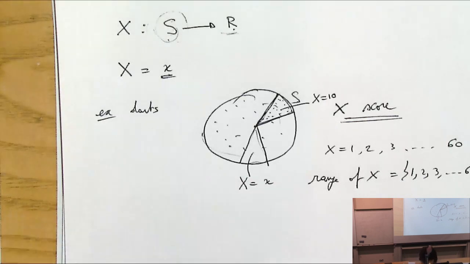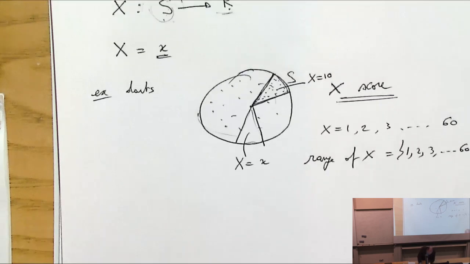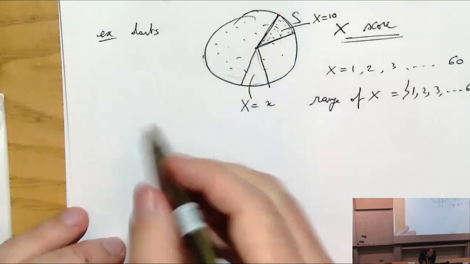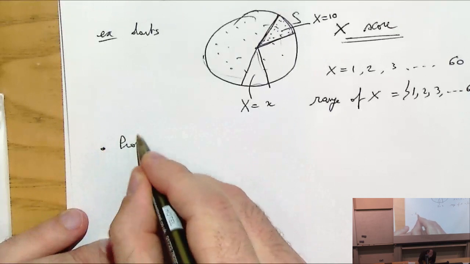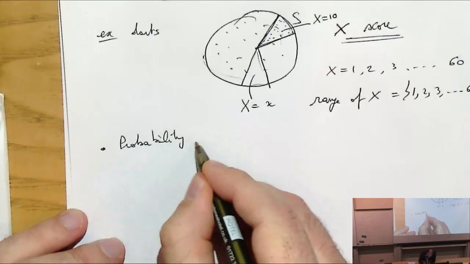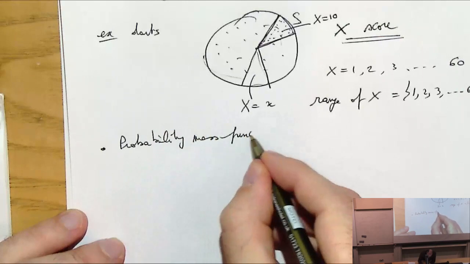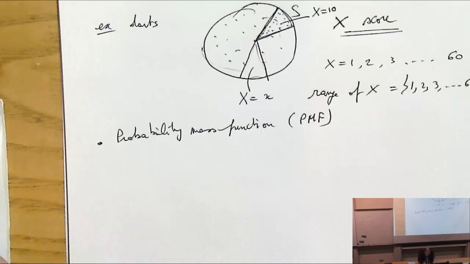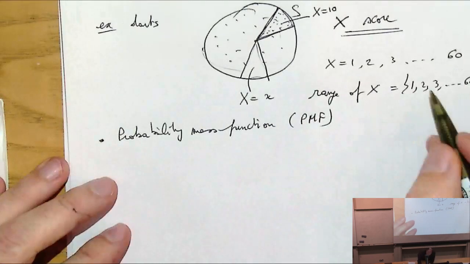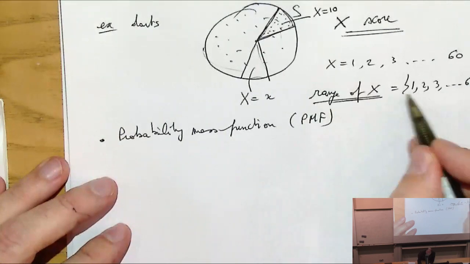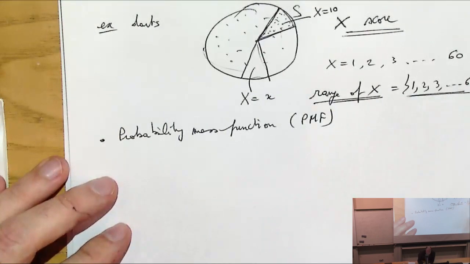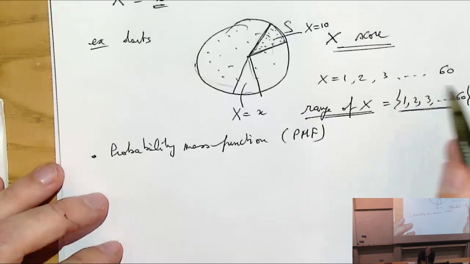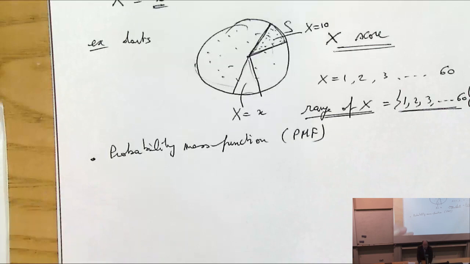Right, so what do we do with this notion of random variables? Well, the first thing that we define is what we call a probability mass function, or PMF. So what does that mean? I'm sorry, one thing I forgot to say. The range of this random variable in this example is 1 to 60. So what you see here is that you can count the possible outcomes of this random variable. This is a case where you have a discrete random variable.